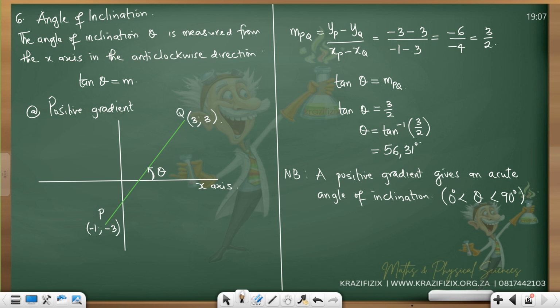I want us to see how this will change if theta is now negative. Are we ready? Let me know. Quickly give me responses. Are we ready to go to the next one? I'm not sure if we're on the same page.